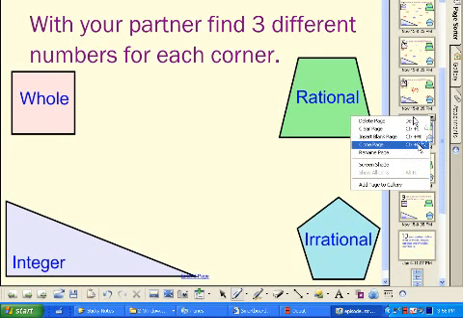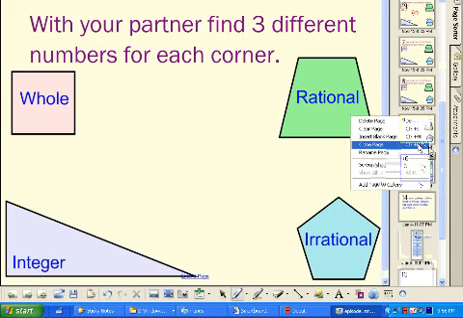So maybe the first pair come up and share their answers on this slide, and the next pair goes, and then we just advance to each slide, and maybe we only use 3. We could use all 4, or it just depends on how the class flows.